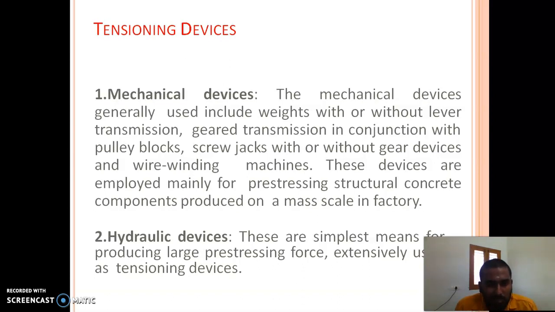The major popular option is hydraulic devices. These are the simplest means for producing large pre-stressing force, extensively used as tensioning devices. This is the most commonly used hydraulic device. It is very small in nature, and you can apply a large amount of force through the tendons.